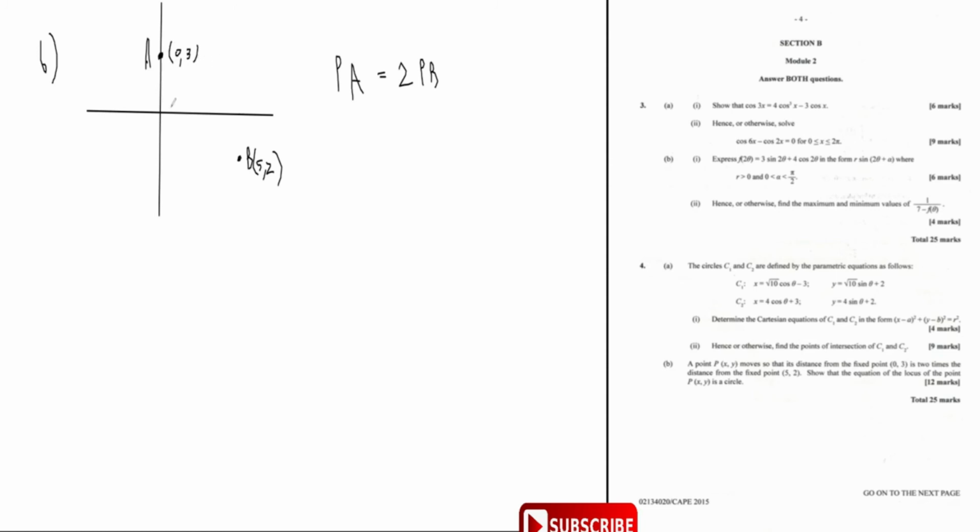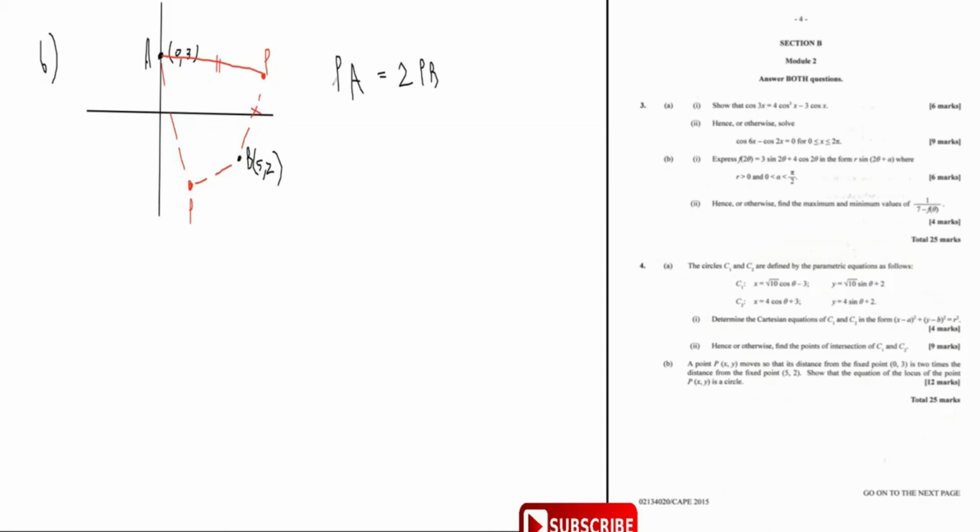If P is here, like let's use this for example. Let's say P is here. This is just a rough estimate. Then this distance PB is half this distance PA. That's a possibility. Now let's say P is here. P could be here. These are just possibilities. If P is here, then this distance here is half this distance here. All right, that's all we know. Wherever P is, we know that the distance PA is 2 times the distance PB.